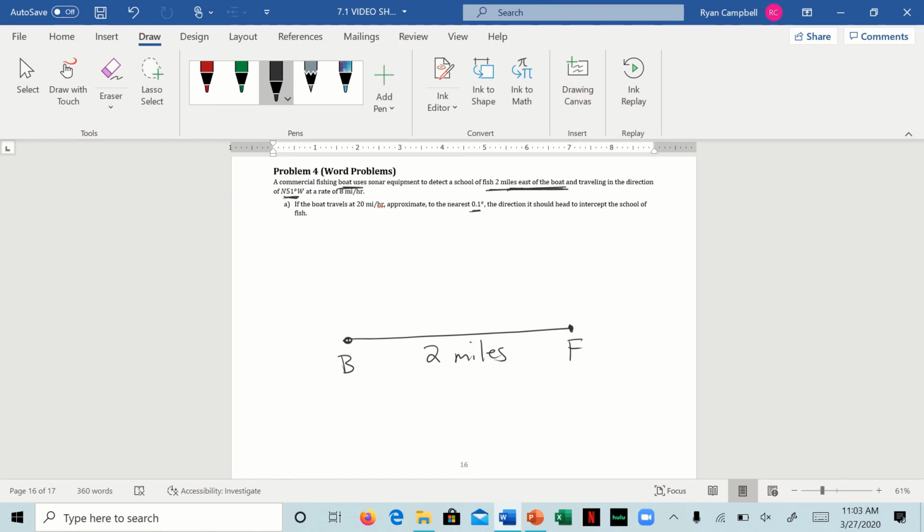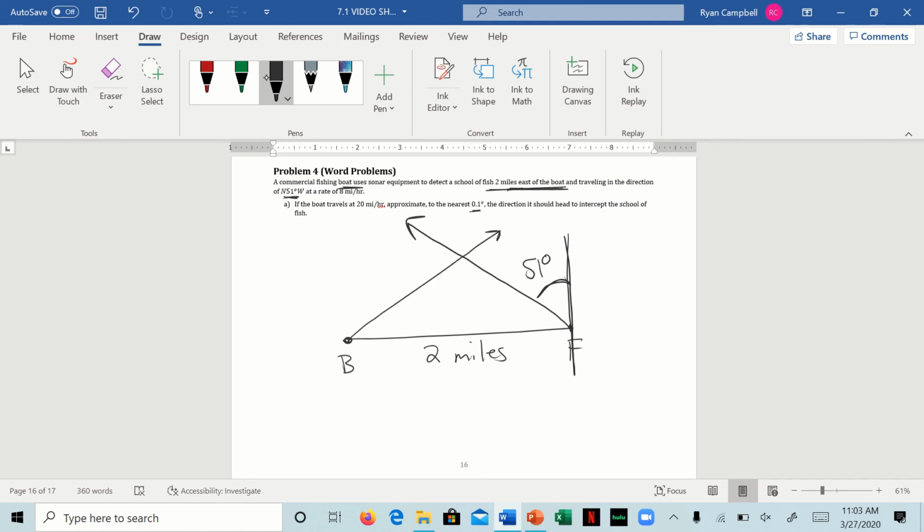All right, so the fish is 2 miles east and traveling in the direction of north 51 degrees west at 8 miles per hour. So this is the direction that it's traveling, and this is where the 51 degrees is, right? Hopefully you said no. Why is that not where the 51 goes? Because that's west-north, right? Remember, the direction is always north-south. This is our 51 degrees west. It's going 8 miles per hour. So if the boat travels at 20 miles per hour, in what direction does it need to head?